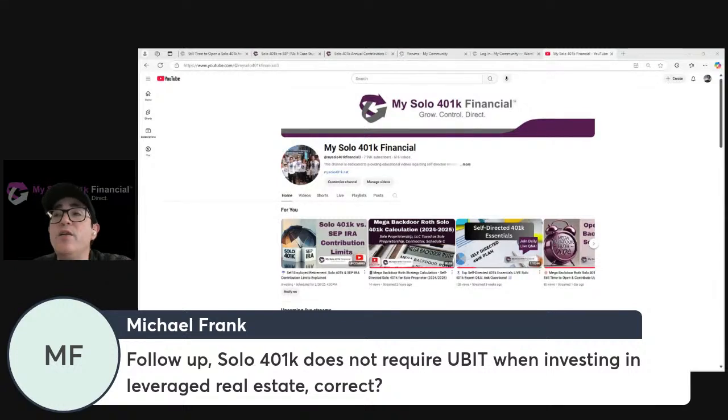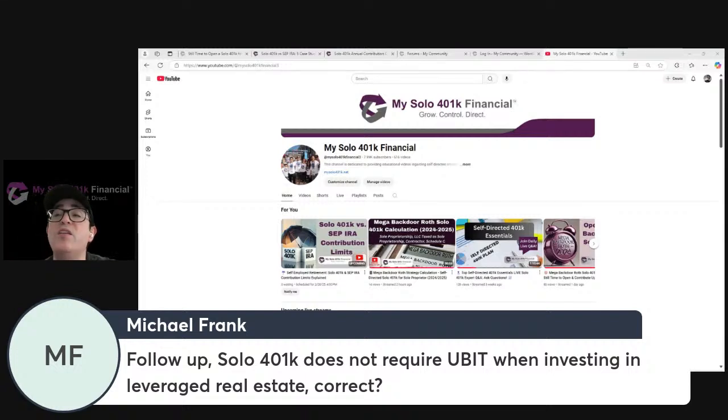So UBIT refers to unrelated business income tax. It also refers to unrelated debt finance income tax. So they're in the same section of the manual, you could say, with the IRS guidance. Technically, they're different taxes, though. So unrelated debt finance income tax applies, like you use the same form, et cetera, to pay the tax.